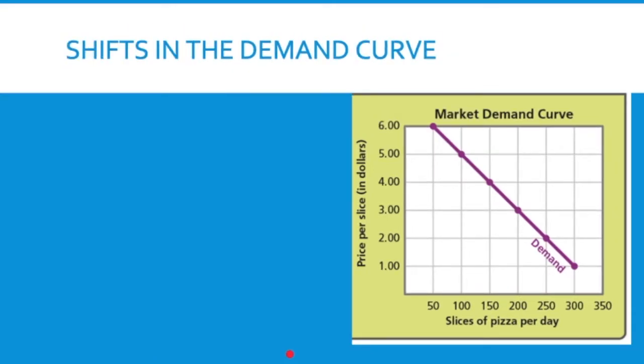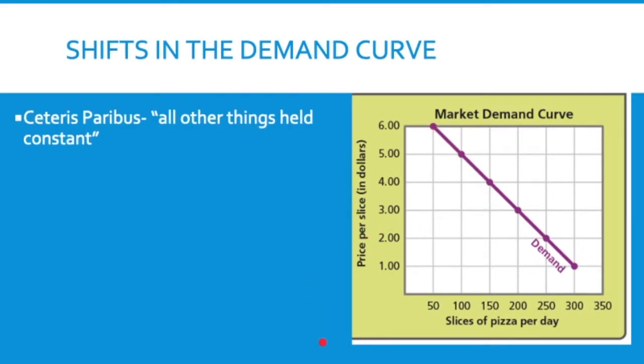When we think about shifts in demand curves, this demand curve that we've drawn is constant, and the reason it doesn't change is because of what we call ceteris paribus, Latin for all other things held constant, meaning that if there are no other changes, the only change is price. This demand curve will stay where it is. This line is not going to move because it represents all these different points of how many people will buy slices of pizza at different prices. That's not going to change unless something other than price changes.